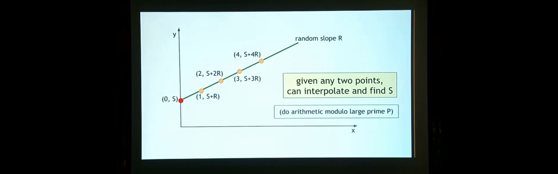And in fact, if you do this arithmetic modulo a large prime p, like we did before in the previous slide, you can prove that any 2 points are sufficient to interpolate and find s, and fewer than 2 points don't tell you anything about s. And so this gives us n equals any value and k equals 2. All right, but now what if we wanted to require more than 2 points?